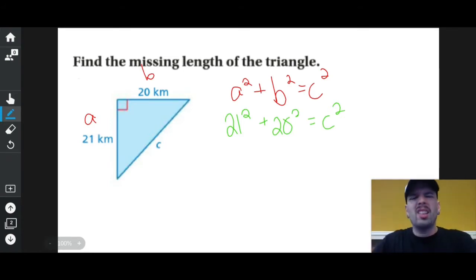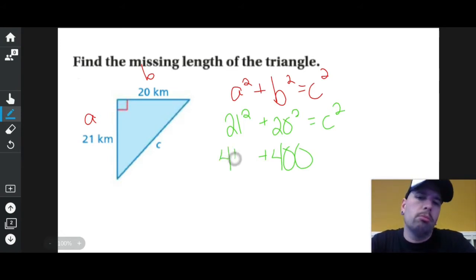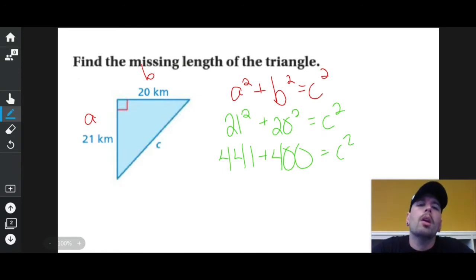21 squared is 441. I know you're 400. 21 raised to the second power is 441. Told you. Now, 21 squared was 441. 20 squared is 400 because 2 squared is 4. So 20 squared is 4 with 2 zeros attached to it.